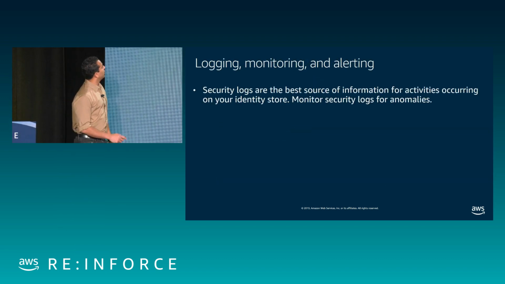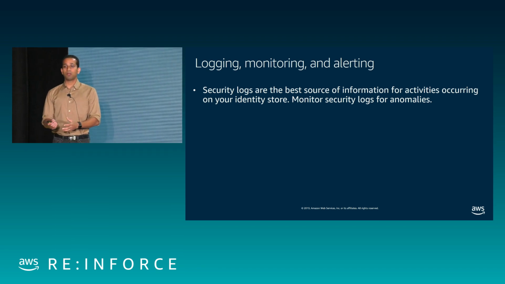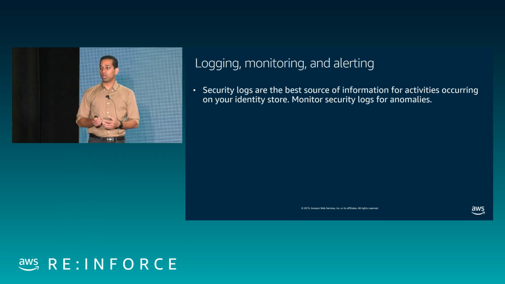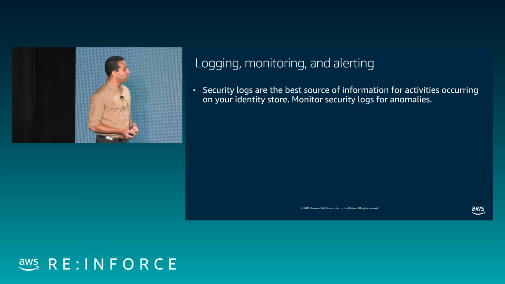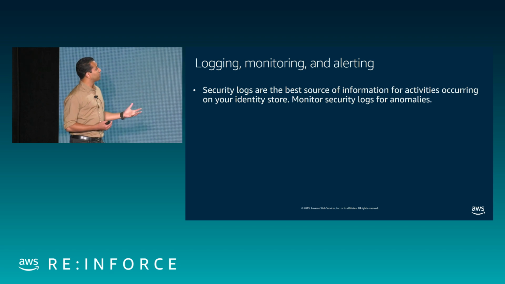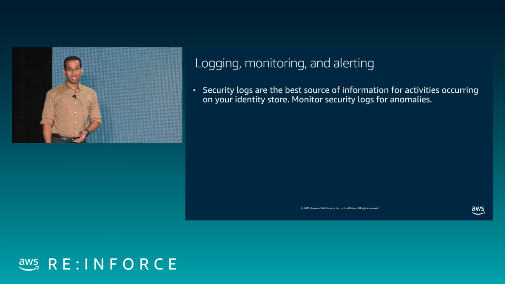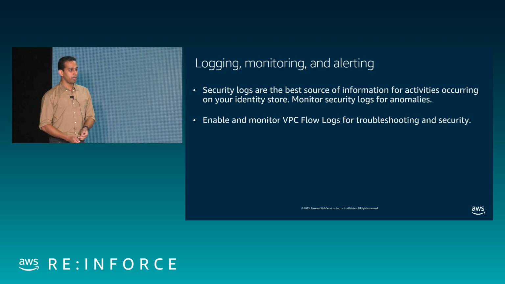Okay, so logging and monitoring. Security logs have a wealth of information about your domain controllers. You guys probably know this. You're doing a lot of security logging today in your data centers. So extend that when you run things on AWS, right? These are your best source of information, so make sure to monitor them, make sure to collect them, centralize them, and also alert on them, right?